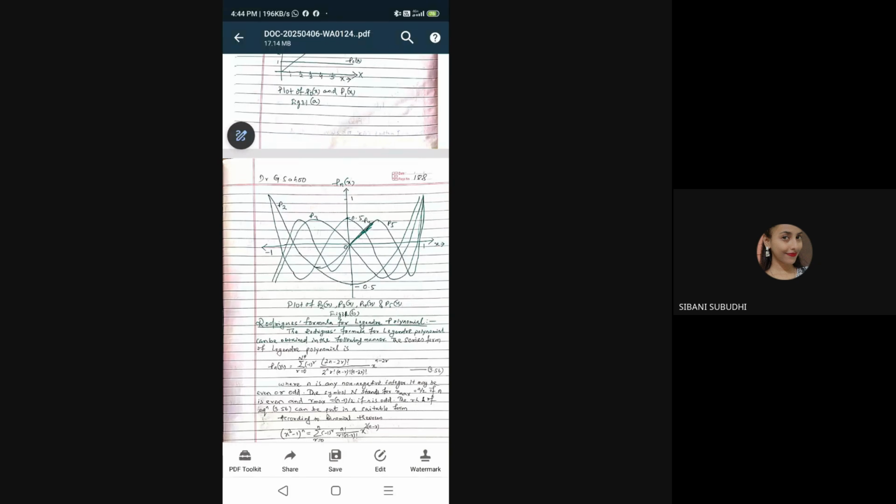Okay. Similarly, like the Legendre polynomial, you can have your Hermite polynomial.